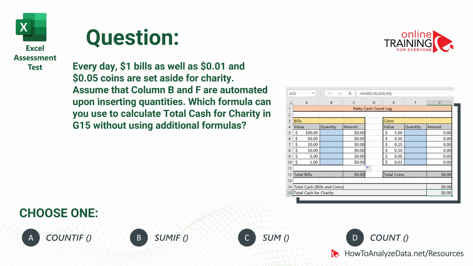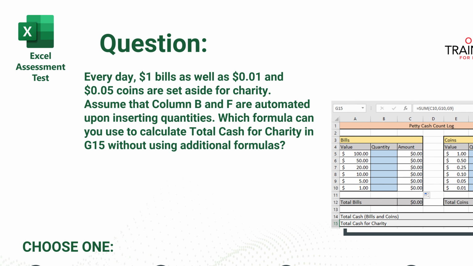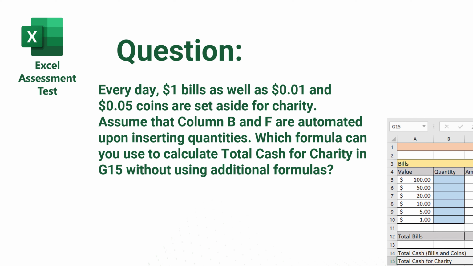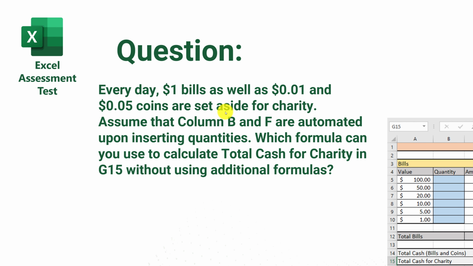Let's look at the very tricky advanced Excel assessment test question, which is very frequently used as part of the Excel test for accountants, bookkeepers, auditors, controllers, and very similar professions. Every day, $1 bills as well as 1 cent and 5-cent coins are set aside for charity. Assume that column B and F are automated upon inserting quantities. Which formula can you use to calculate total cash for charity in the cell G15 without adding additional formulas?